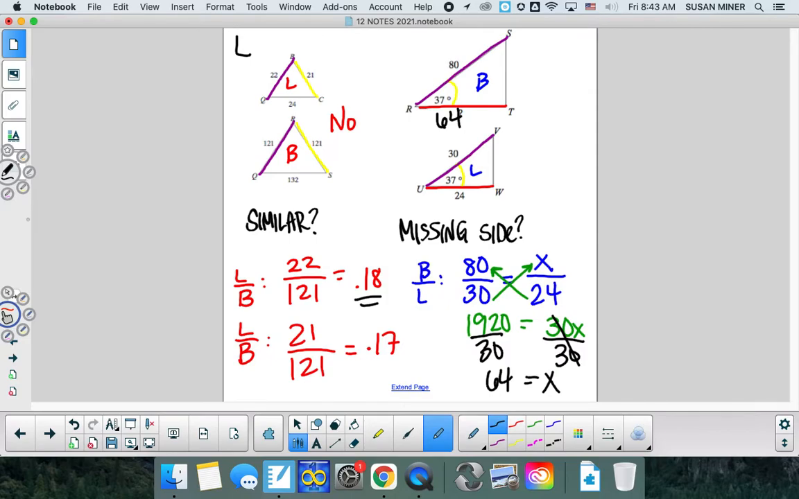All right, so I can set up equal ratios of similar shapes in order to find the missing side length, or I could use the side lengths to help me determine if these two triangles are similar.